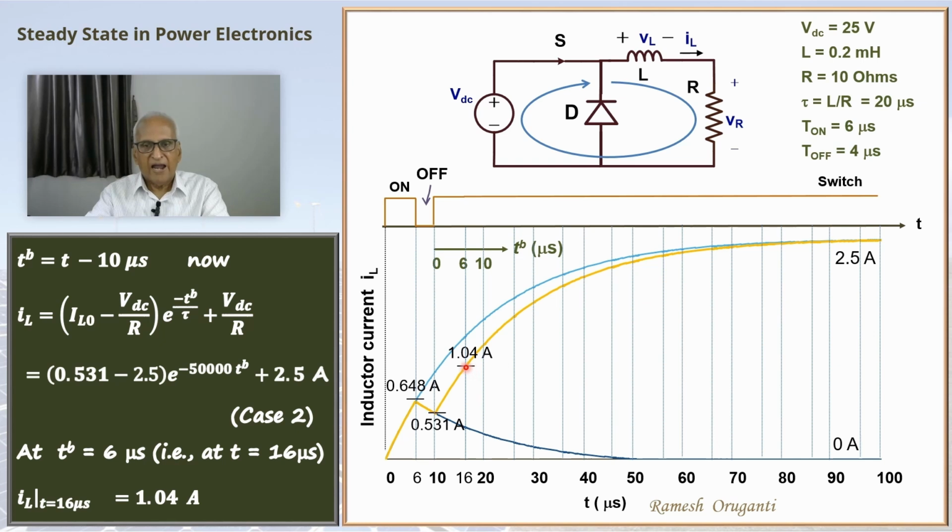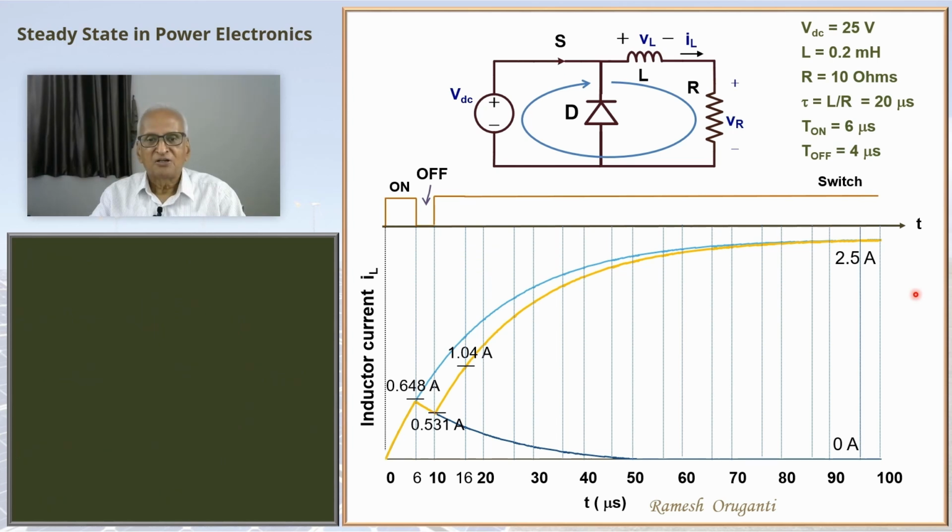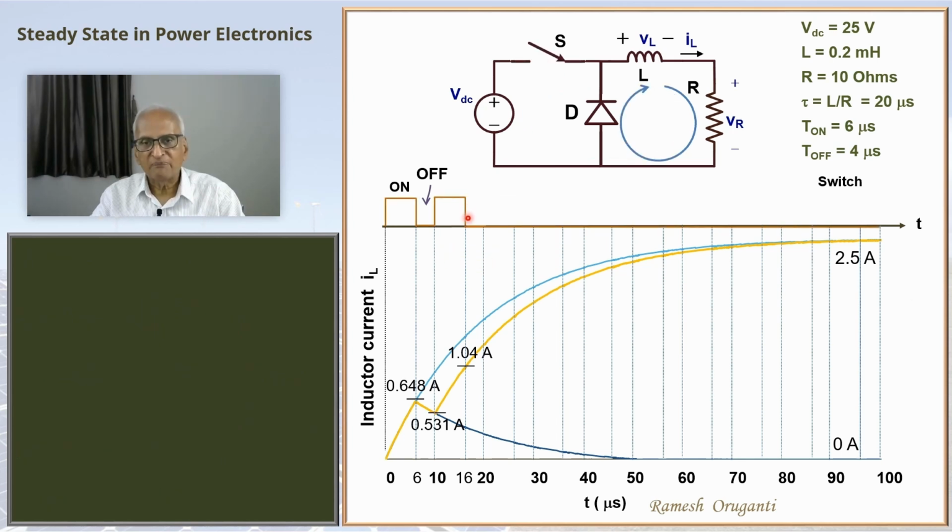So at t equal to 16 microseconds, we switch off the switch. So let's show that the switch is turned off, and let's assume that the switch is turned off and it continues to be turned off. The current shifts to the freewheel diode. L and R circuit are in parallel with an initial current of 1.04 amperes. So you know that this will result in an exponential decay of current all the way down to 0 amperes.